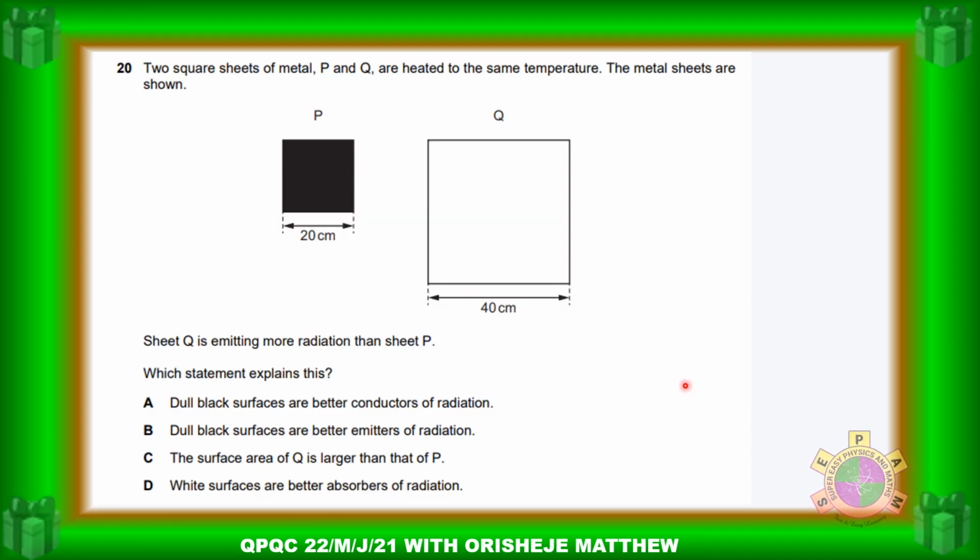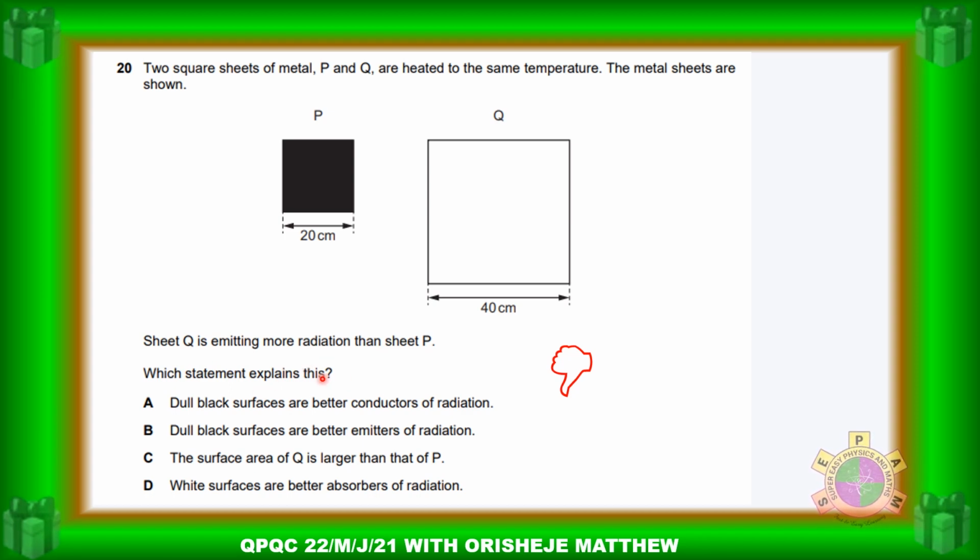Question 20. The two square sheets P and Q are heated to the same temperature. The metal sheets are shown, P and Q. P is 20 cm wide, while Q is 40 cm wide. Now, take note of this: the sheet Q is emitting more radiation than sheet P. So on this question, you have to underline this statement given to you.